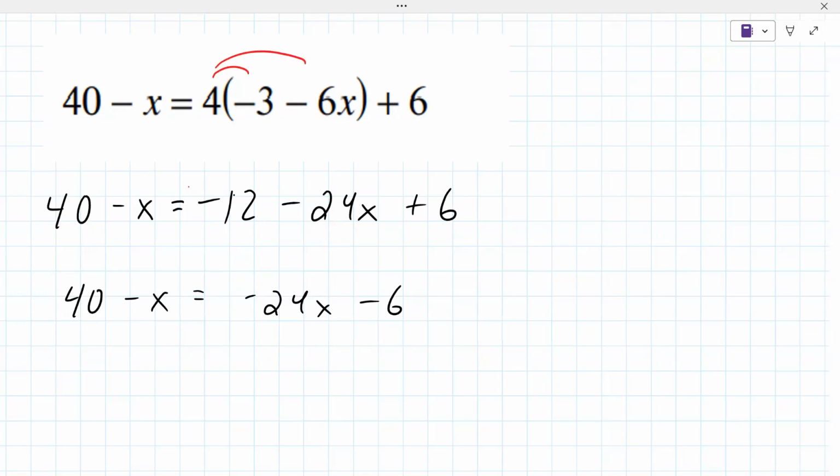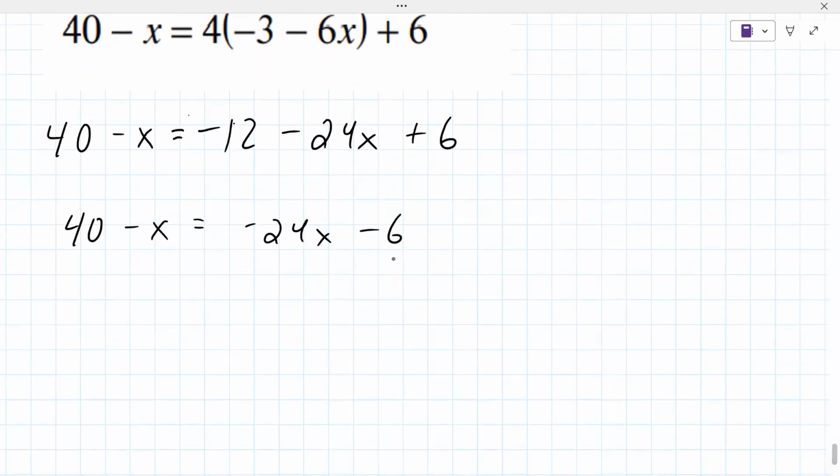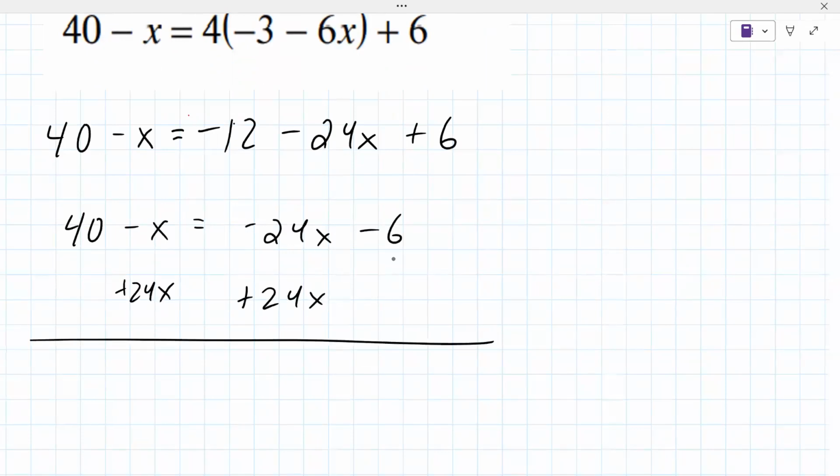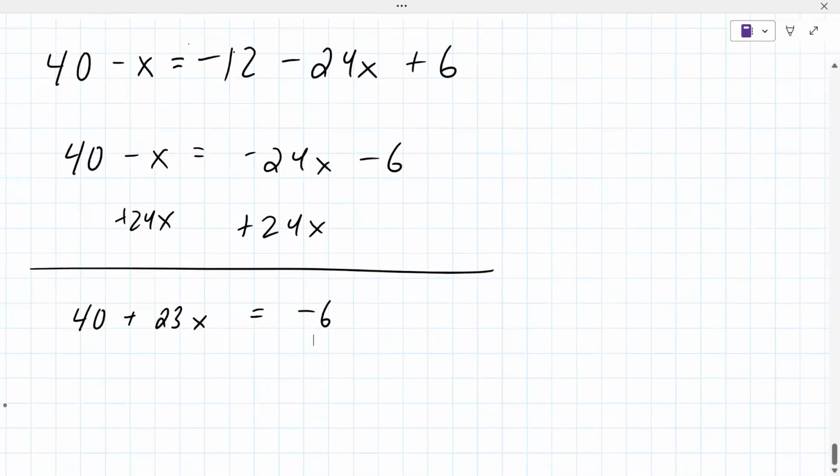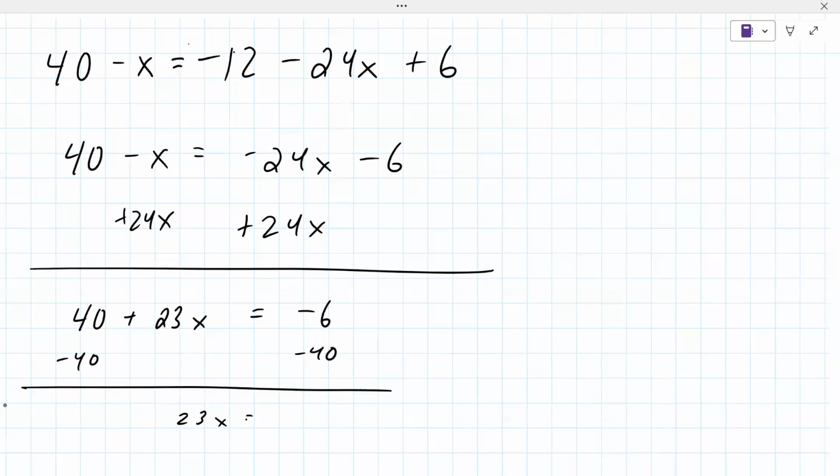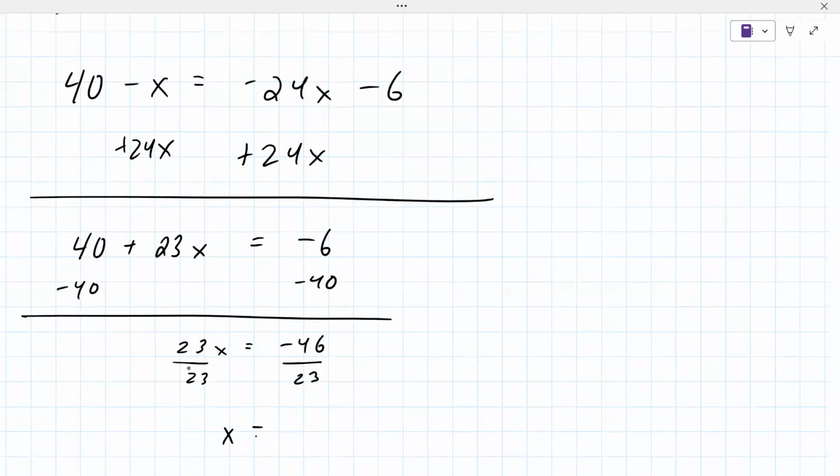Now, why doesn't this work out nicely? Oh, it does. I see. Okay. It does. You're going to add 24x to both sides. So 40 plus 23x equals -6. And then you subtract 40 from both sides. You get 23x equals -46. Divide by 23. X equals -2, like that.